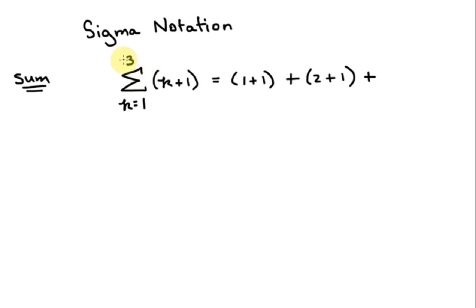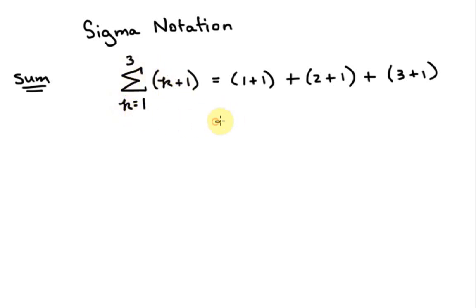And you notice there's a 3 on the top here. That means that's the end of the road for K. This is going to be our last term, so we put a 3 in there. So we get 3 plus 1. Okay, so this is the expanded version of what this little sigma notation represents.